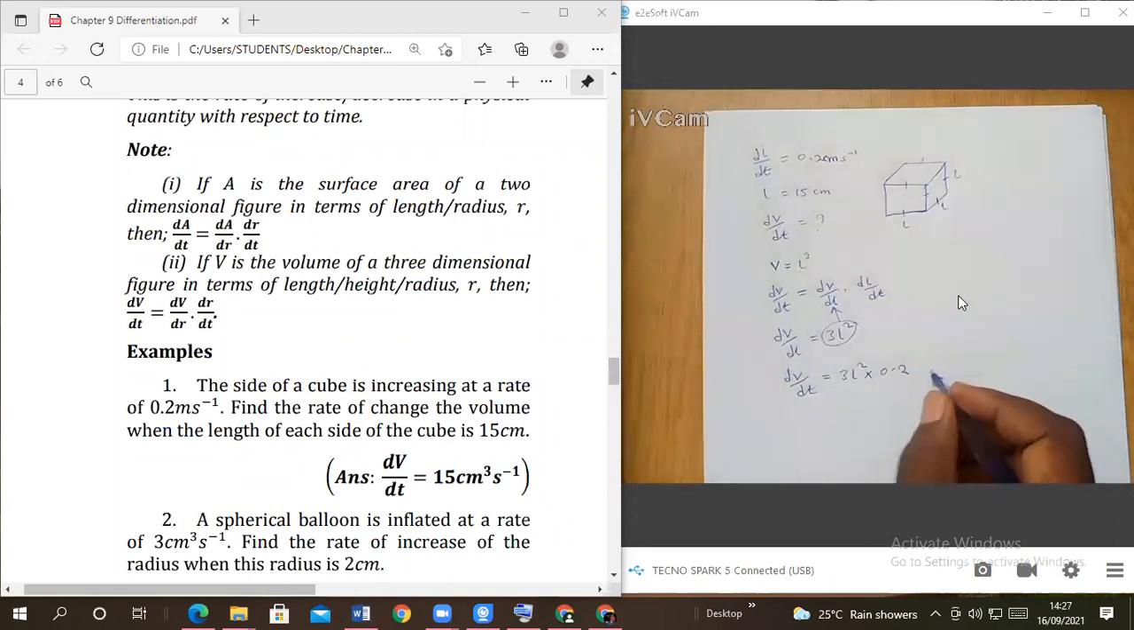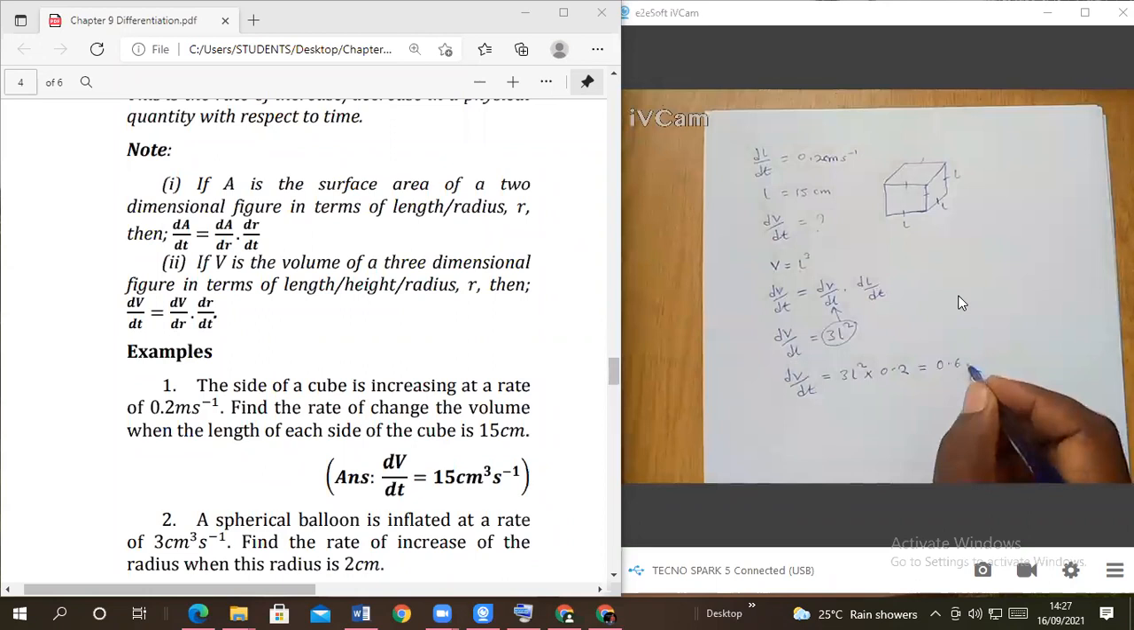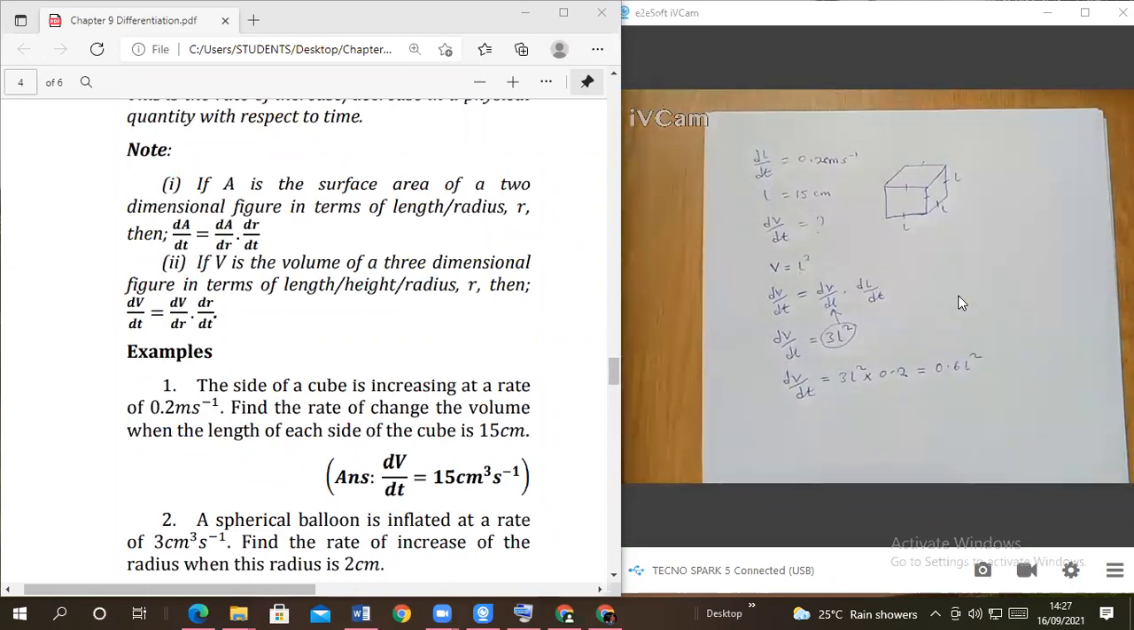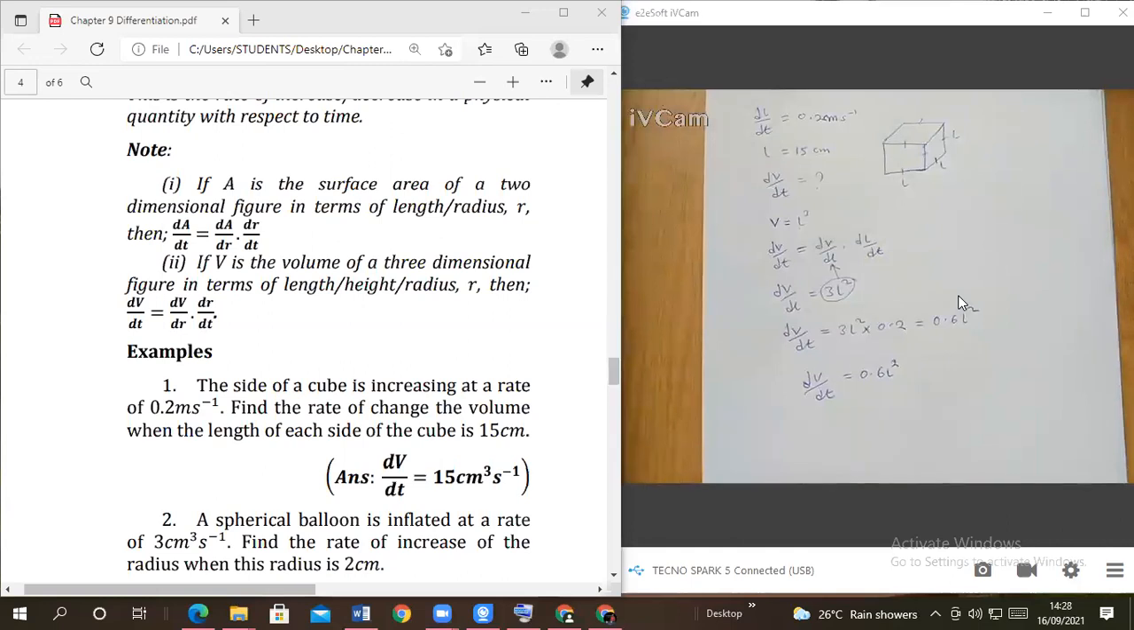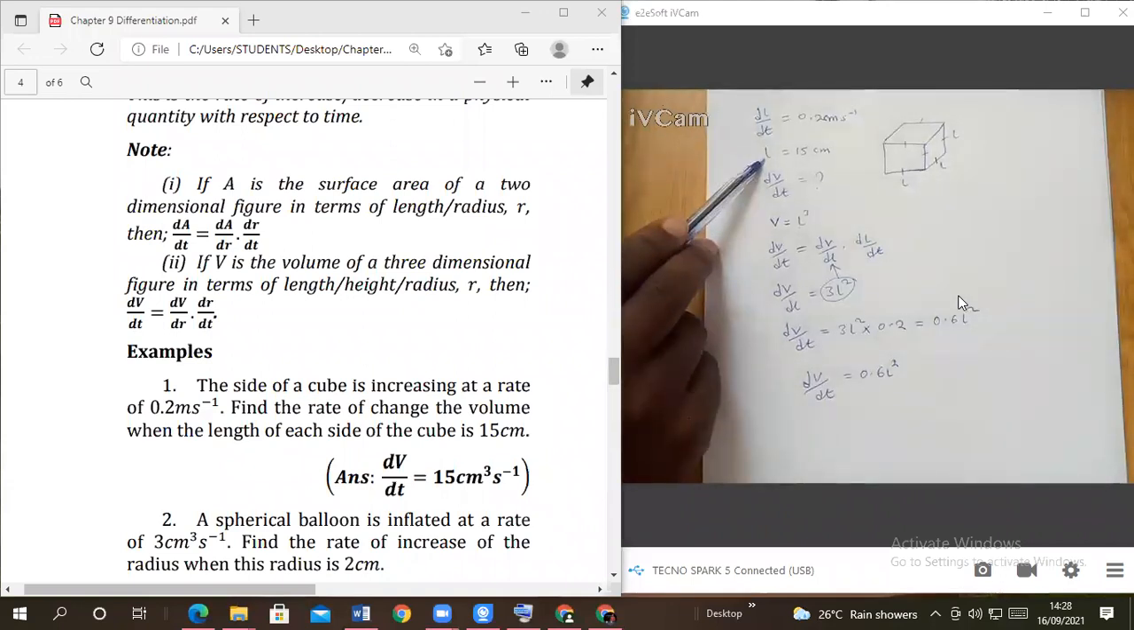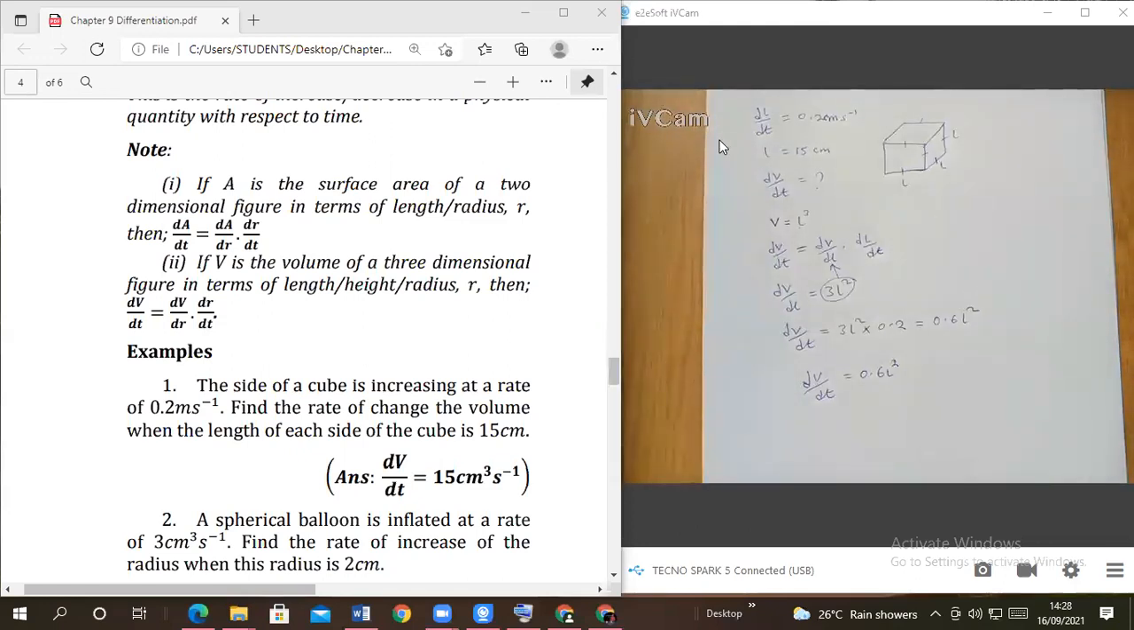0.6, okay, so this will give us 0.6 L squared. That is our dV/dt. That is 0.6 L squared. Now we have our formula for finding dV/dt. To find that dV/dt when L is 15 centimeters, we just substitute this 15 in our formula for finding the rate at which the volume is changing.